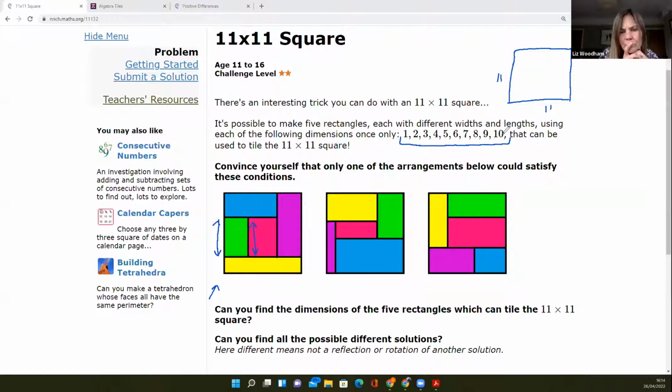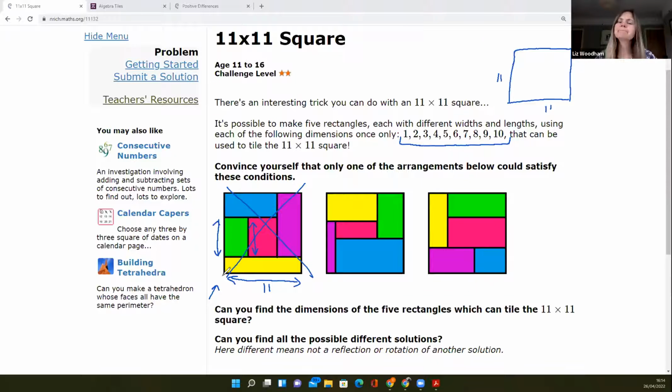I wonder if anybody in the chat can try and find another reason why this picture is definitely not possible. So remembering that the dimensions have to be 1 to 10, and we're trying to make an 11 by 11 square. Yeah, I think Susan's noticed. Yeah. So this one's got an 11 at the bottom. So that's no good. So I'll do a big cross in that one. That one's not possible. Yeah.